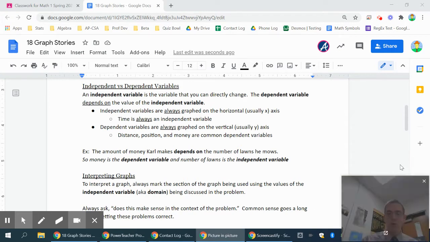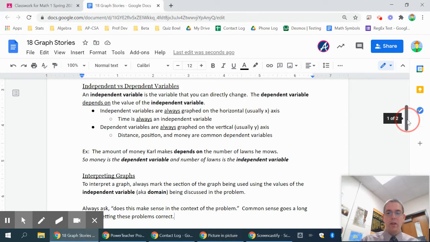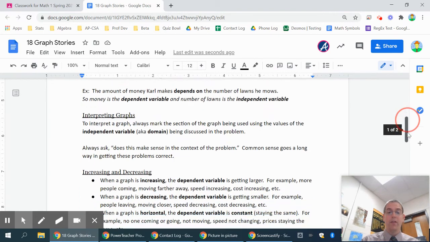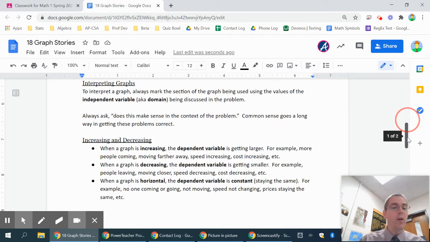When you interpret a graph, always remember that you need to be paying attention to what X values or what part of the graph they're going to do. If they don't tell you, if they give you a range of values, taking the time to mark it on your graph is probably a good idea. Always, when you get your answer, just think, does this make sense? Because that's going to help you out.